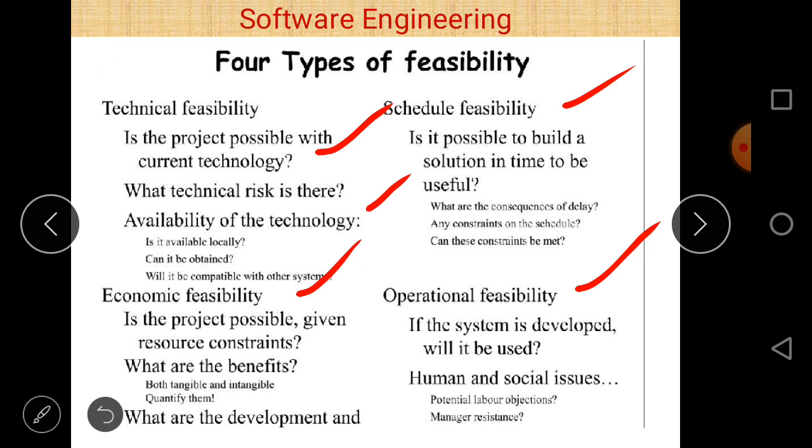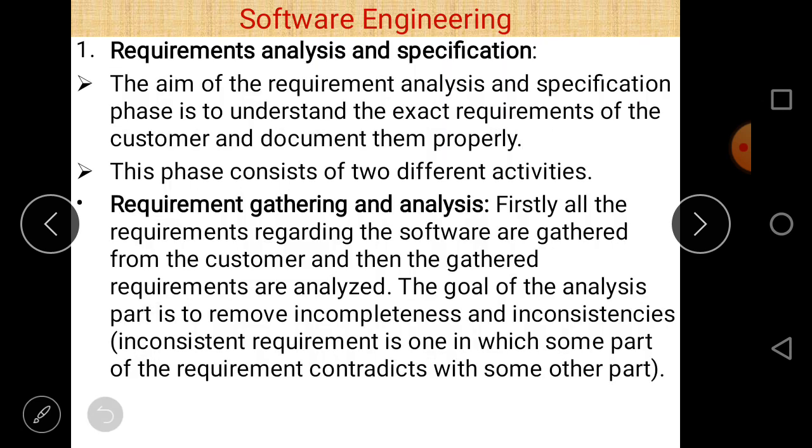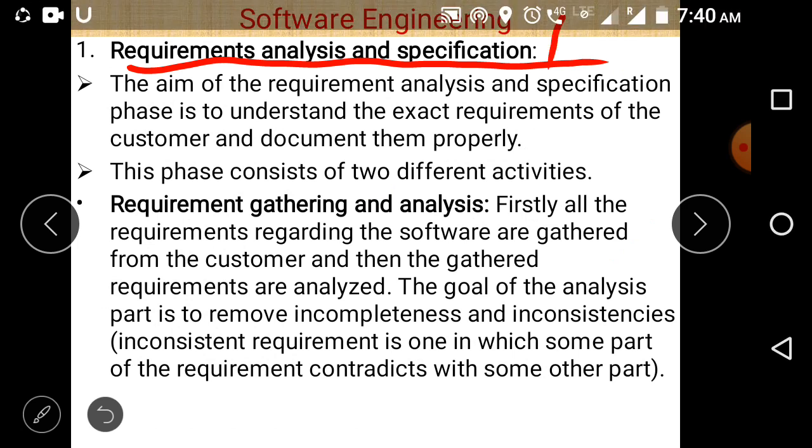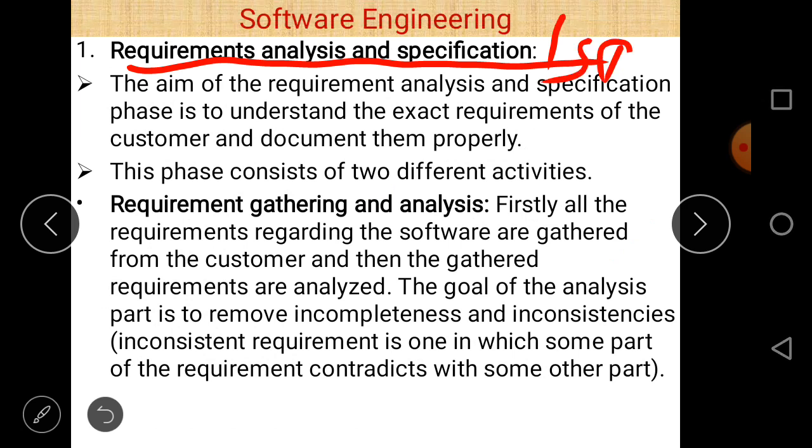After the four types of feasibility, the requirement analysis and specification begins. So now, as the term suggests, requirement analysis and specification. After that, we analyze the requirements of a software and prepare a report regarding that, and this report is called SRS. So SRS is a part of the requirement analysis process.